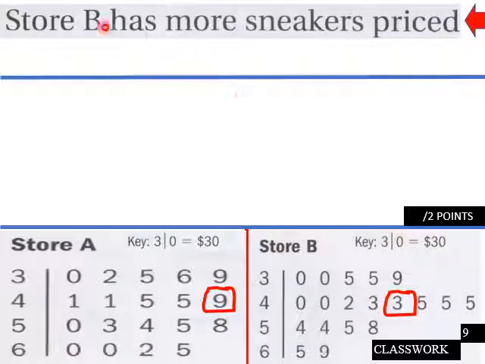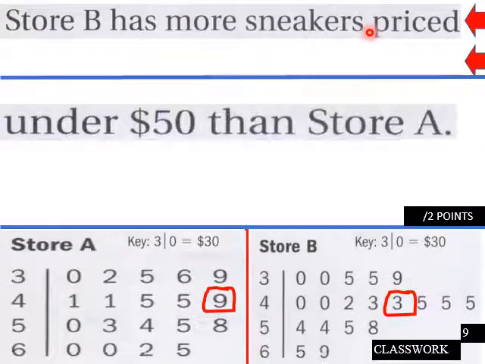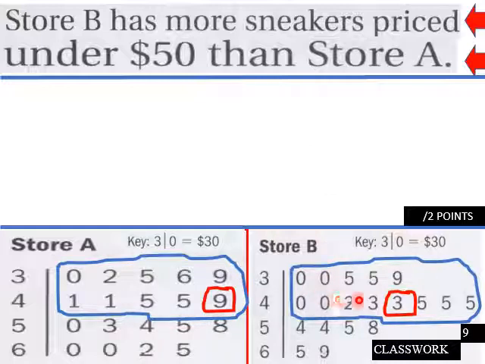So store A and store B have more sneakers priced under $50. Where's our 50 here? 50 for store B would be this row here, and then for store A, it would be here. We have 10 sneakers here, and over here we have 2, 4, 6, 8, 10, 12, 13 sneakers priced under $50 here.